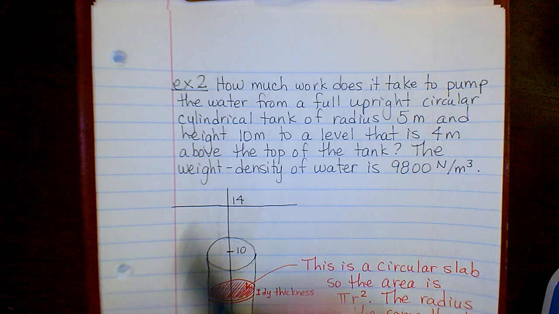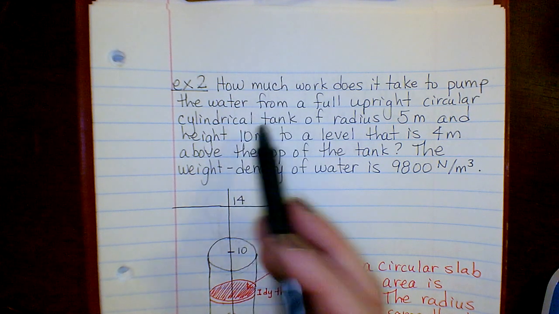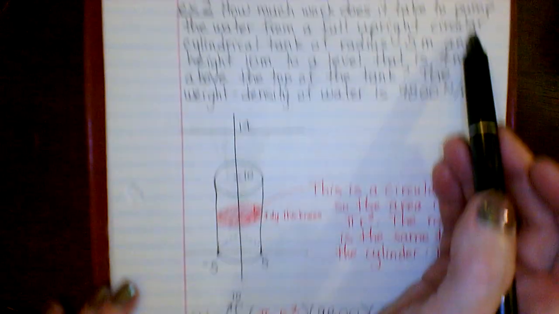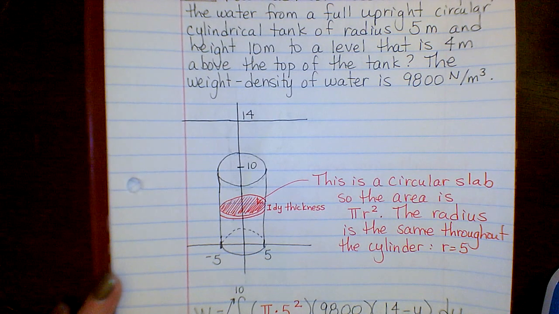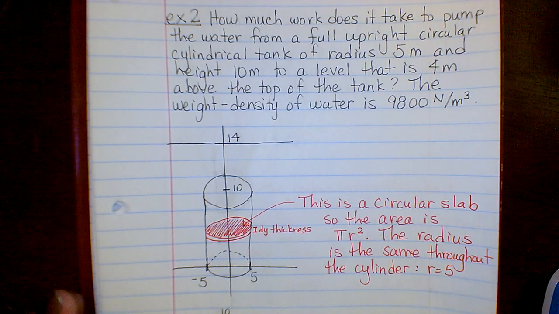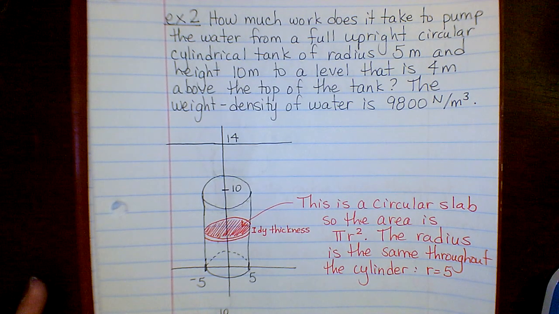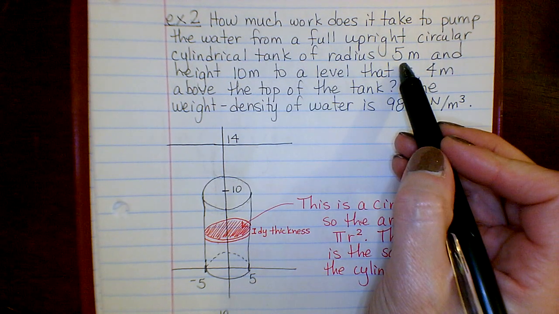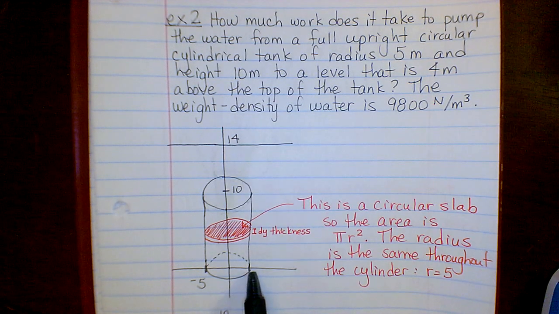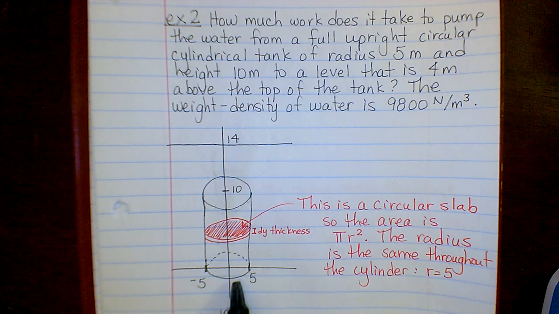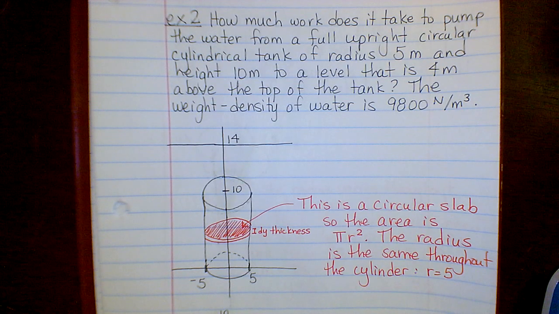Okay, so circular cylindrical tank, a cylinder with a circular upper and lower base. So it's going to look something like this. We know that the bases, both of them, are circular and have a radius of 5. So that's how we know that's 5 and that's negative 5. I did it to where that circle was centered, sitting right there on that x-axis. It has a height of 10.